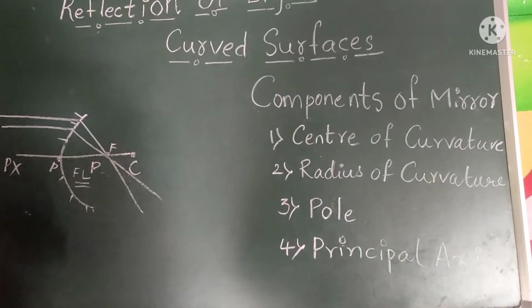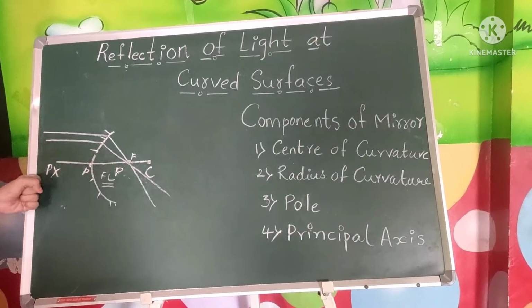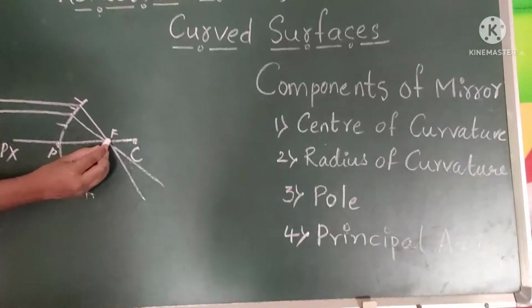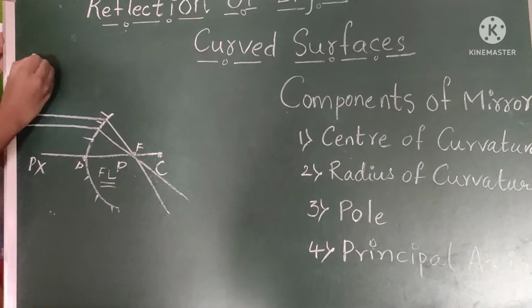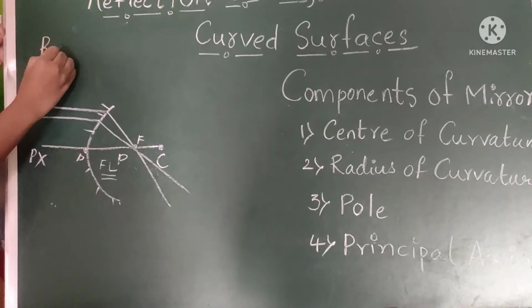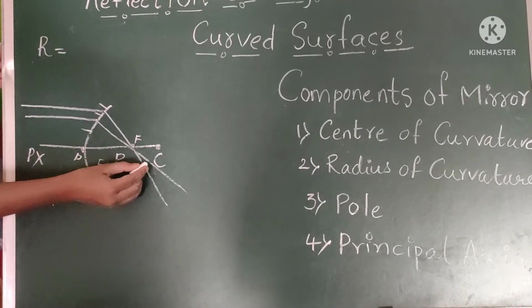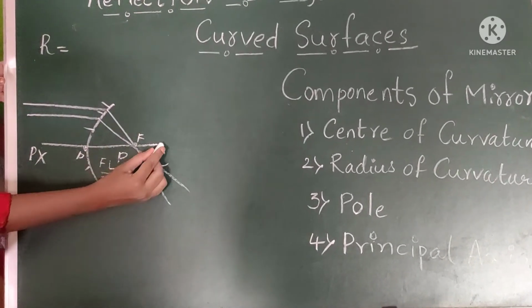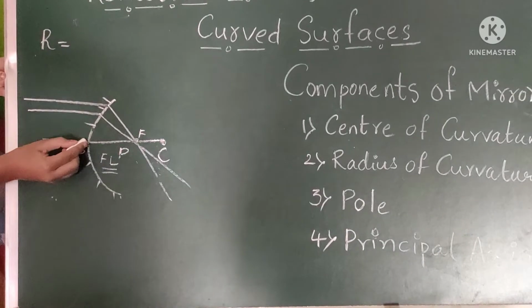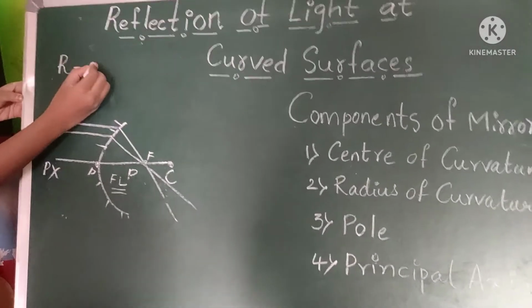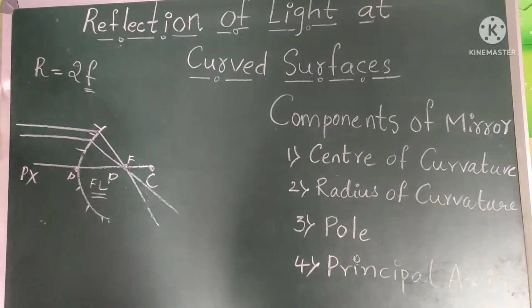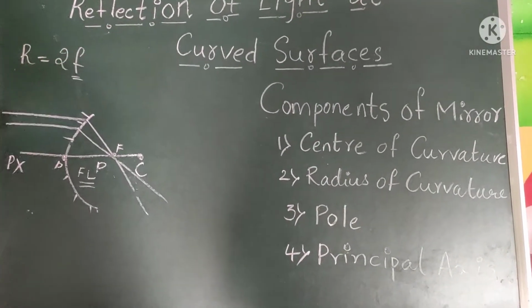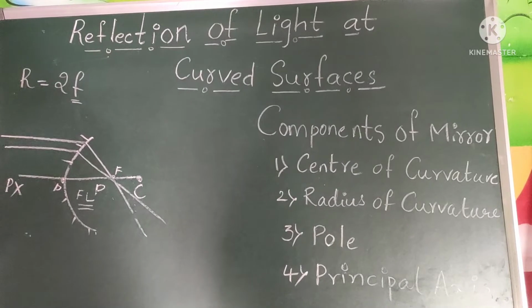Now let me tell you an interesting fact. The focal length can be represented easily. How? We know the radius of curvature, R. Let me write it: R is equal to 2f. How 2f? Because the focal length is half of the radius of curvature. So we can write R equals 2f. This equation is important. It can be used in numericals also. So R equals 2f.